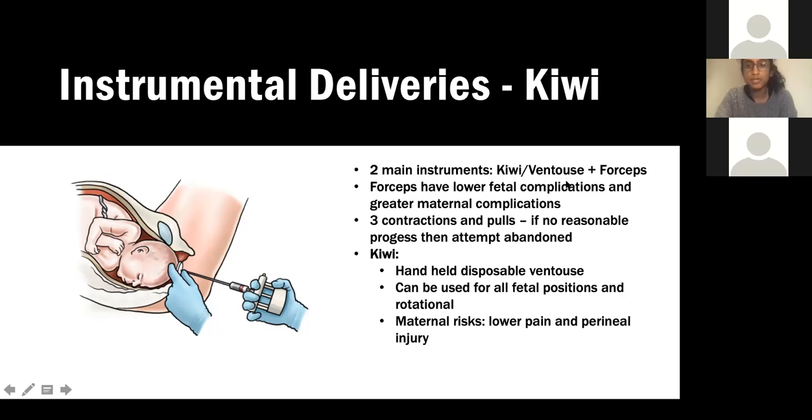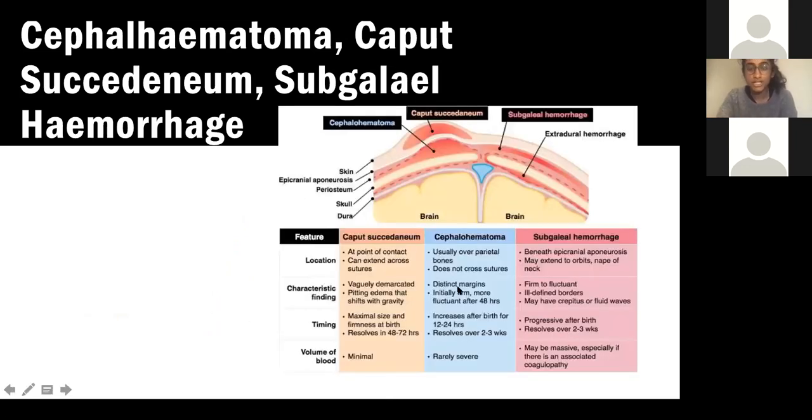Yes, cephalhematoma. Good. Because of the pressure, there's a higher risk of retinal hemorrhage and a higher risk of cephalhematoma. I used to always get confused between the cephalhematoma, caput succedaneum, and this other one as well. This is a really good picture, actually. It shows you the difference.